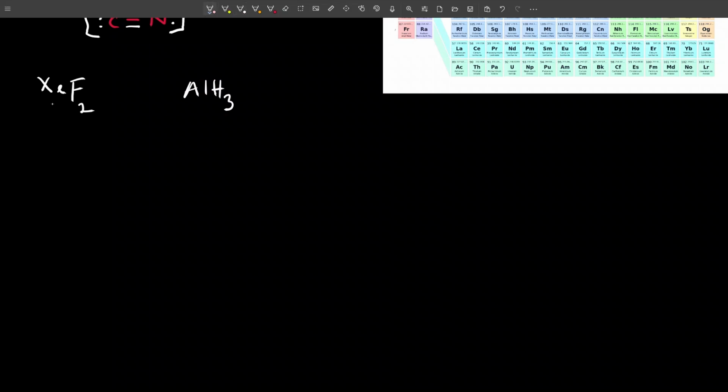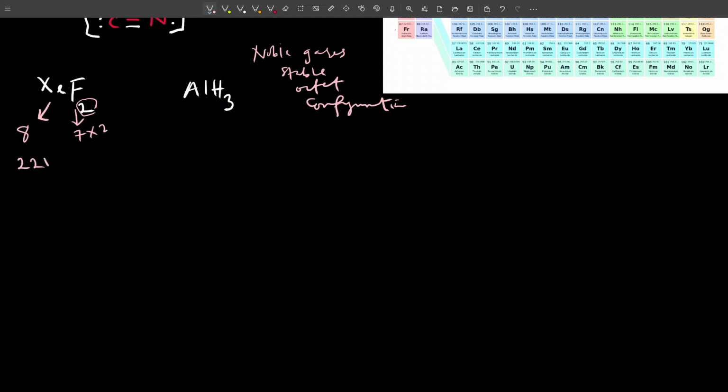What we have to do is calculate the number of valence electrons. Xenon is a noble gas, and as we know, all noble gases have a stable octet configuration, which means they have 8 electrons in the outermost shell. Fluorine, a halogen, has 7 times 2, because we have 2 fluorines here. That will give me 14. 14 plus 8, that's a total of 22 valence electrons.